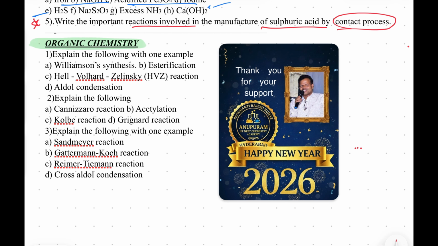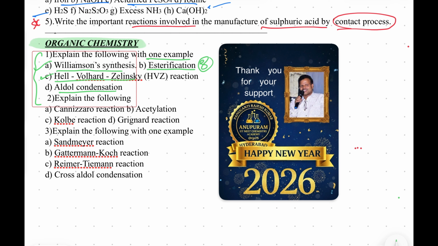In organic chemistry, we have a combination of SAQs. Mostly they are asking a combination of SAQs, students: explain the following with one example. That is Williamson synthesis, ether preparation, esterification of esters and carboxylic acids, and HVZ reaction. Next, aldol condensation. These are asked as an LAQ.